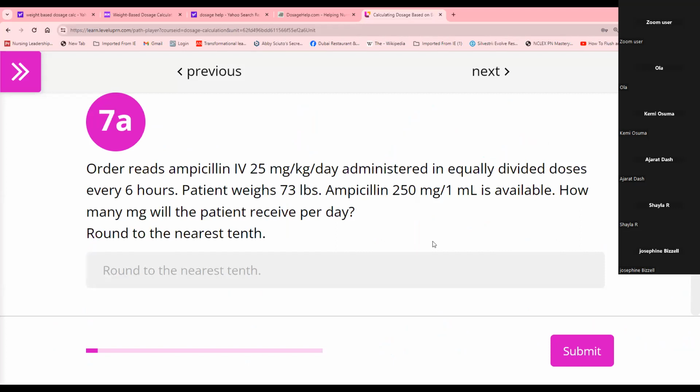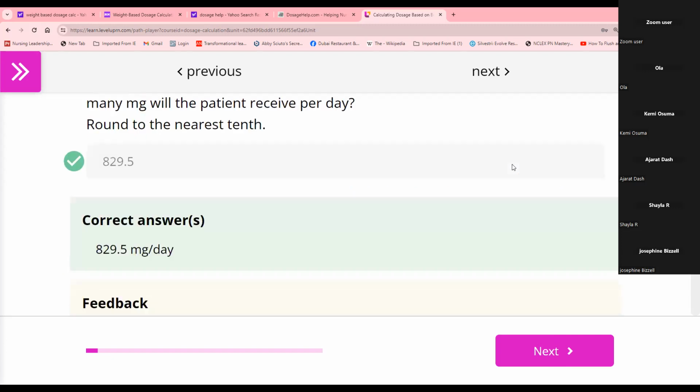This question is going beyond that, because it's asking how many milligrams the patient will receive per day. Well, we already calculated that, right? What did we calculate for that per day? 829.54. And it says rounded to the nearest tenth, so that would be what? 829.5. Look, you got it right. Math always looks way harder than what it is.